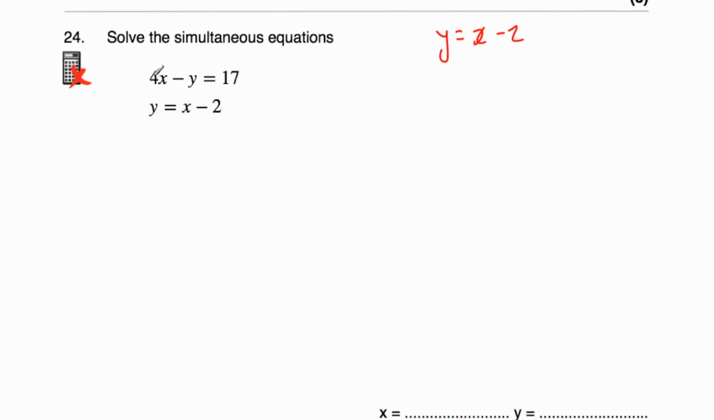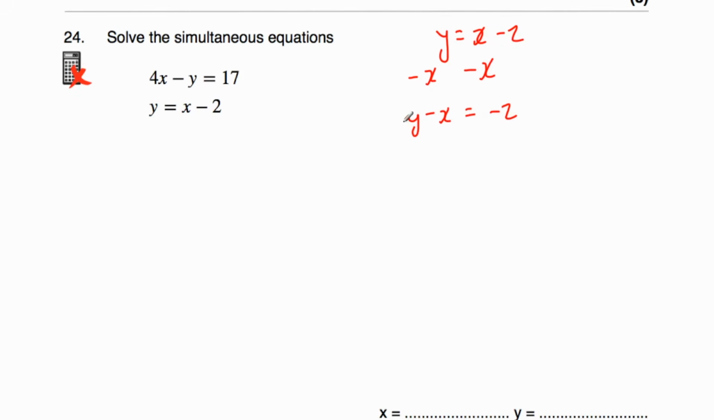Now because the one at the top has x's and y's on the left hand side, I'm going to get rid of this x on the right hand side. So I'm going to take away x and take away x. Now that would be, well, if I had y take away x, that'd be y take away x. And on the right hand side I took away x to get rid of the x, so that's just going to leave us with negative 2.